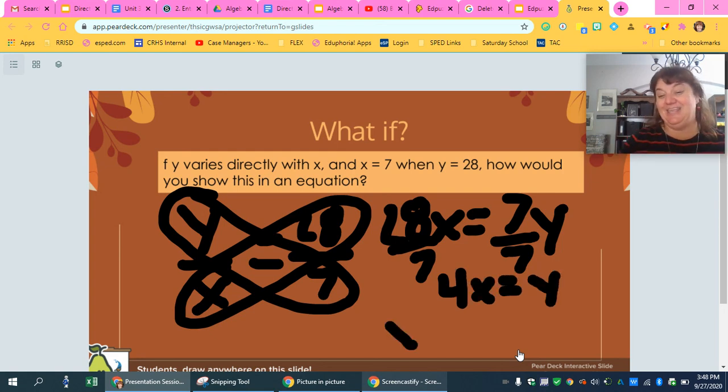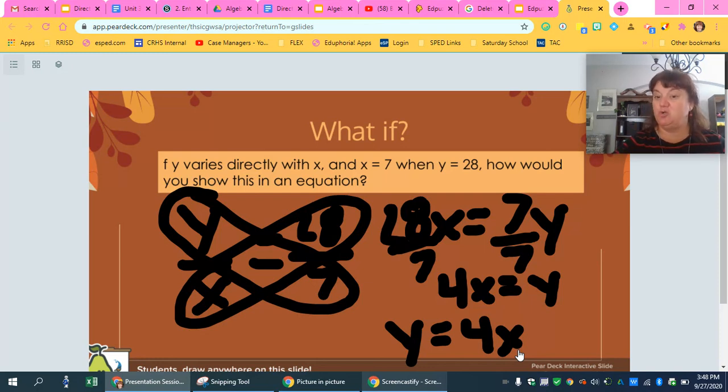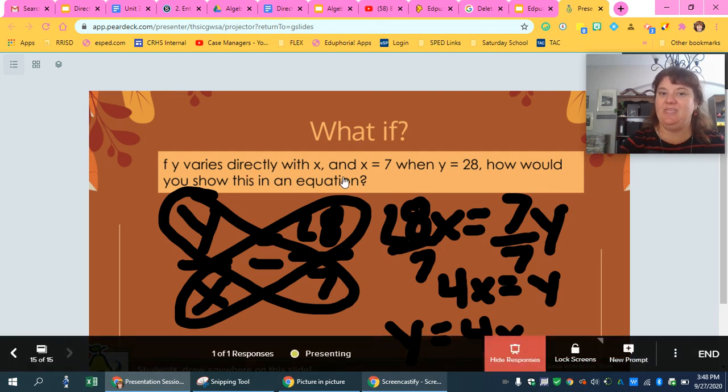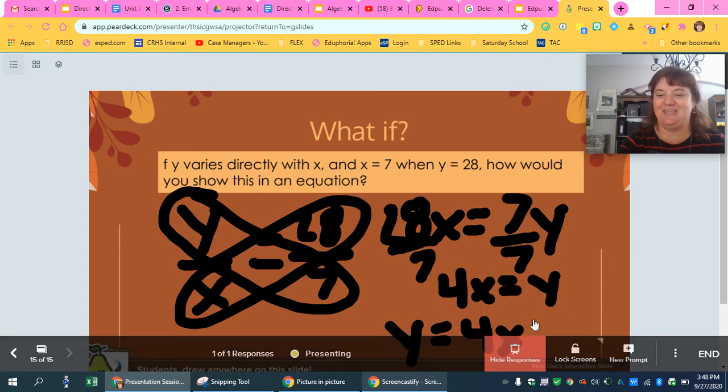So you can still leave it as two variables, but solve for y because that's what they mean by the equation. The equation for varies directly was y equals mx. Okay? I hope that helps you out. You can get more practice on the sides.